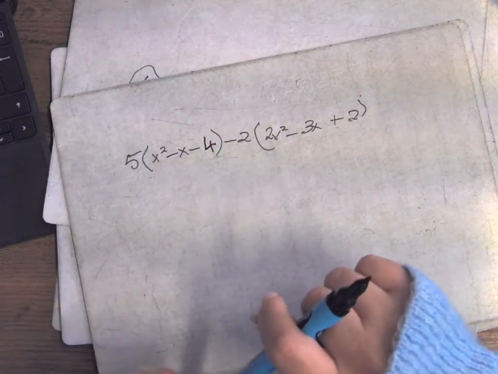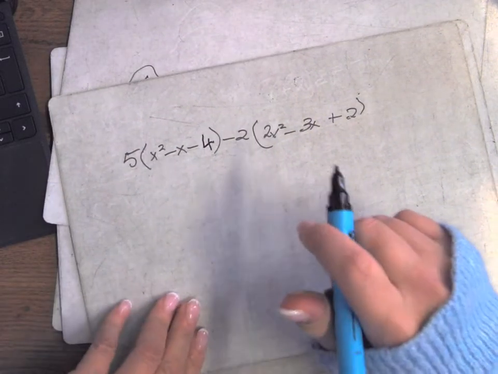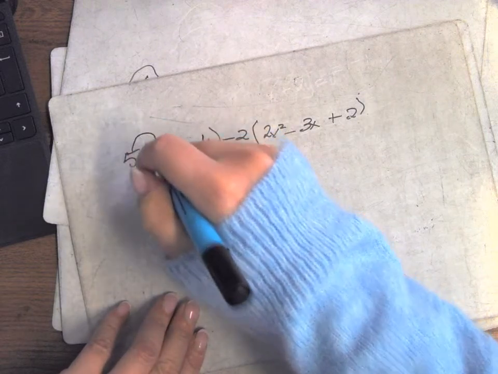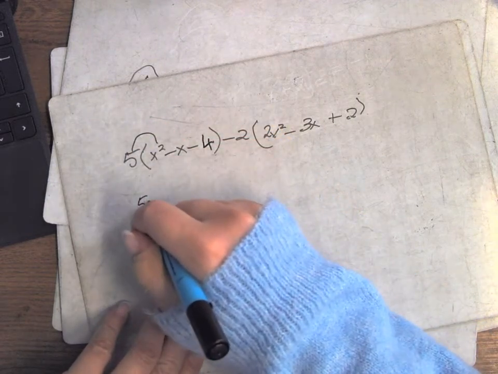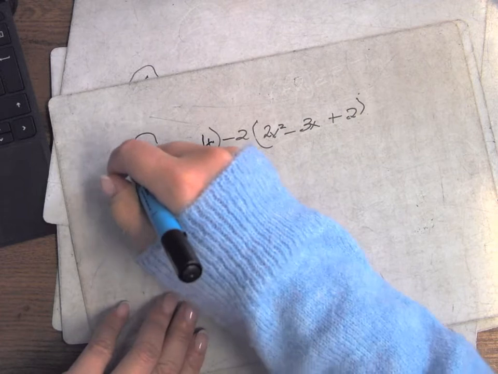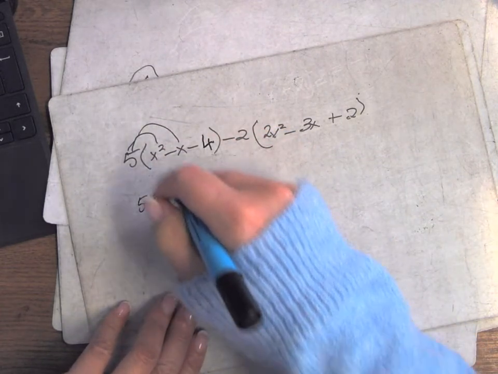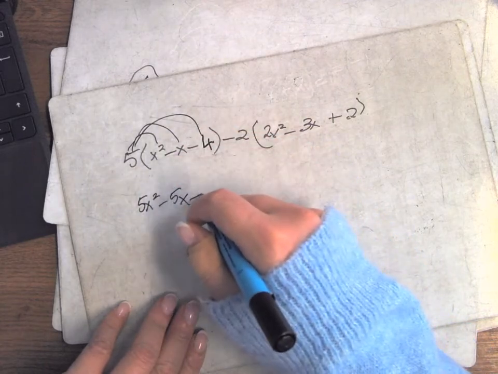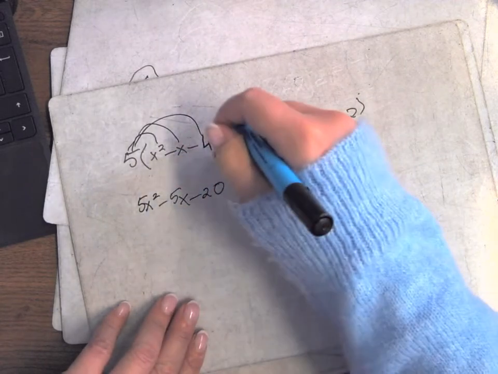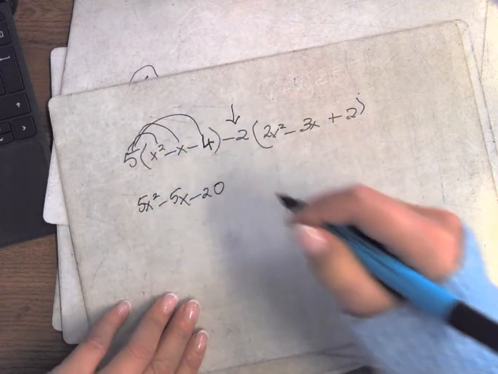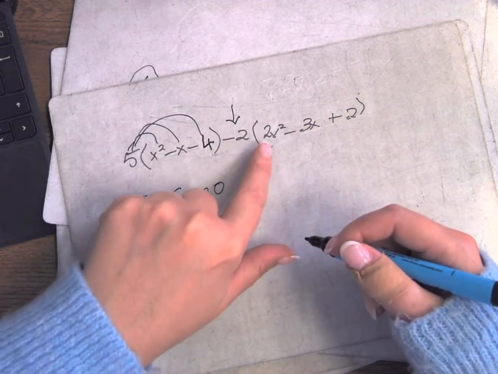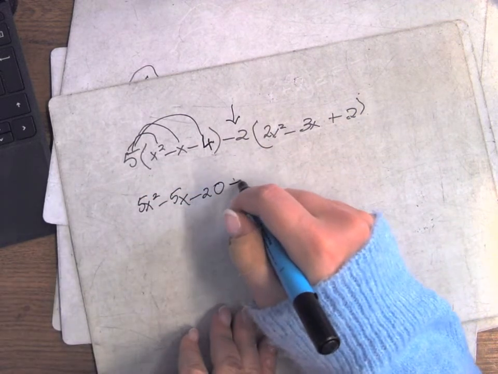Okay, so I'm going to do it. 5 by x squared is 5x squared. Then 5 by minus x is minus 5x. And 5 by minus 4 is minus 20. Now, red alert here, I'm multiplying in by a minus sign. So minus 2 by 2x squared is minus 4x squared.